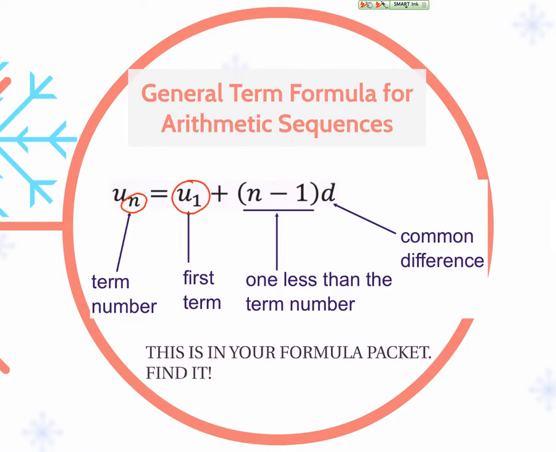These parentheses are extremely important. In the parentheses, we have n minus 1. Remember, n is our term number, so this quantity, n minus 1, ends up being 1 less than the term number. Once we have 1 less than the term number, we multiply that by the common difference, which we already talked about. We find the common difference by taking a number and subtracting the number that comes before it.